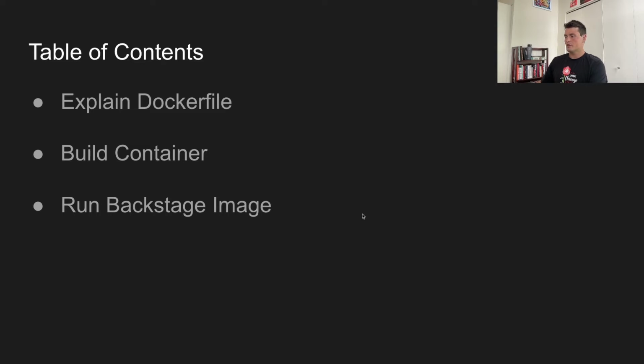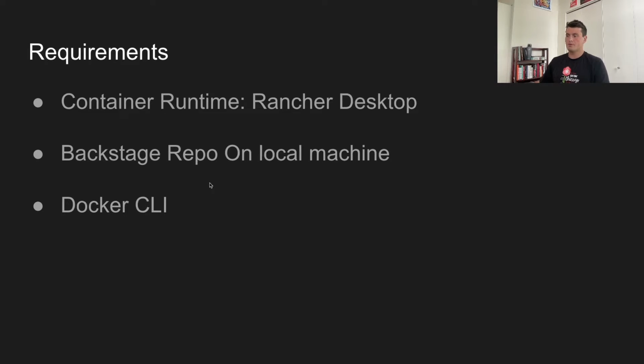There are some requirements for your machine. We will need to have a local container runtime like Rancher Desktop that is going to give us the ability to run Docker containers locally. Obviously, you need the Backstage code repo on your local machine, and we also need the Docker command line.